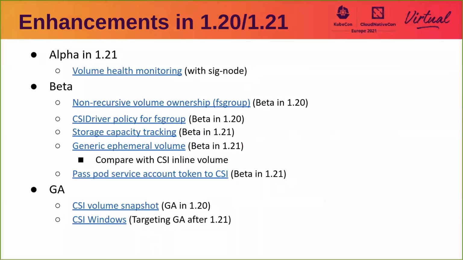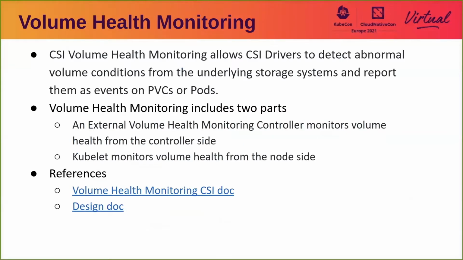In this talk, we will introduce some new storage-related features we introduced as alpha, beta, or GA in the last Kubernetes releases. And we will cover only the most important ones from the storage backend and CSI driver perspective. Now, handing over back to Xing to talk about volume monitoring.